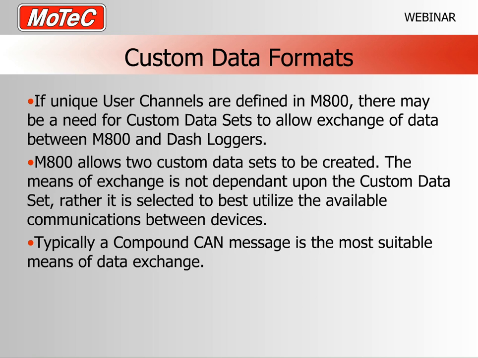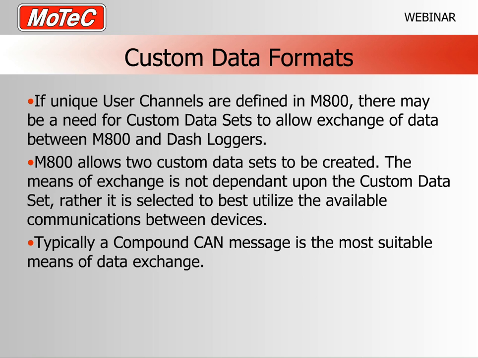Now in the M800 we can actually create two different custom data sets, and either of these can be transmitted via RS-232 or CAN, or indeed one or the other. So you can select one data set to be transmitted on RS-232 and a second one on CAN. This may be the case, for example, where you're using RS-232 as a source of telemetry data, and you may wish to send other information on CAN to the ADL. So you would use one data set for the telemetry data and the second data set for your ADL data.